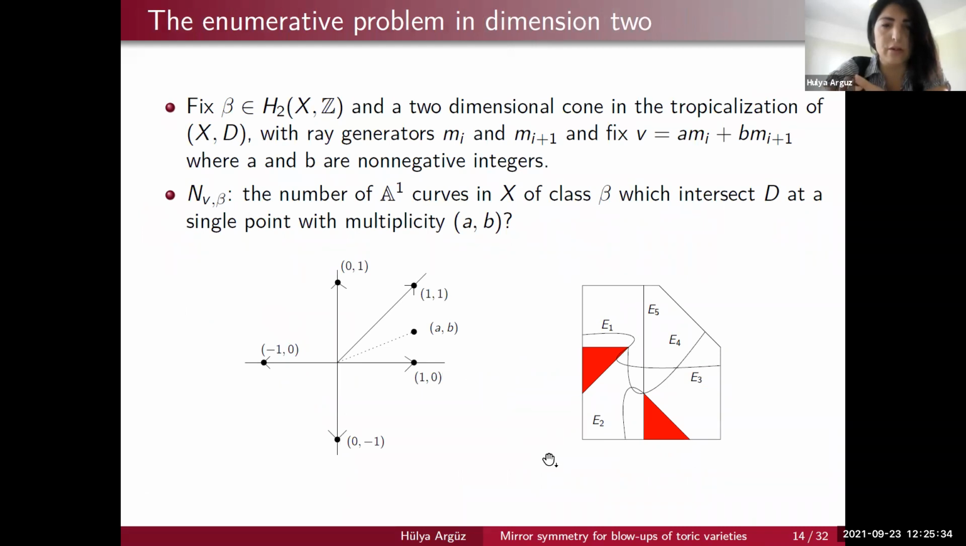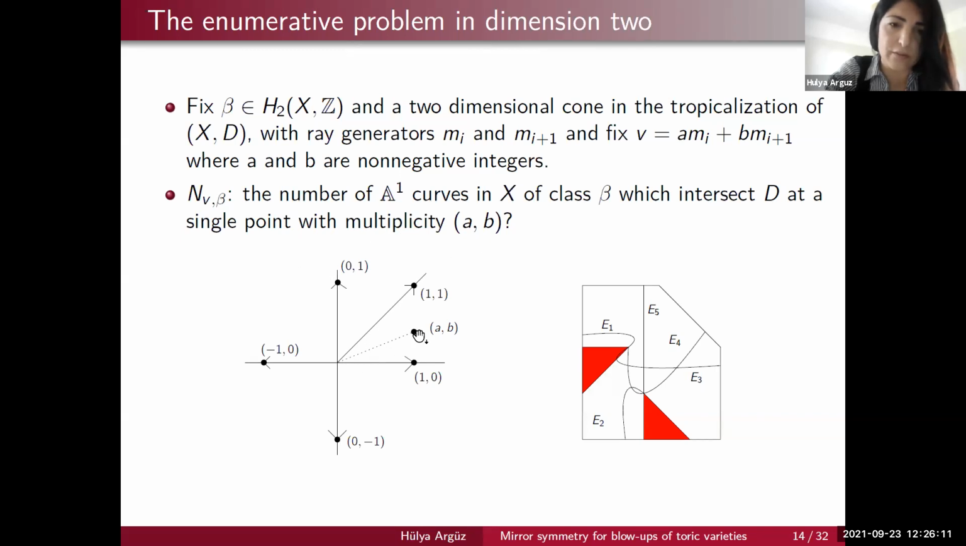And how do we take care of them? So I want to tell you the enumerative problem we are interested in solving. We're interested in counting all A1 curves. So let me state the enumerative problem. You fix beta, I will state it first in 2D, and you fix a two-dimensional cone in the tropicalization of X_t, and you fix a vector (a,b), and you look at all A1 curves of class beta which intersect D with multiplicity (a,b).